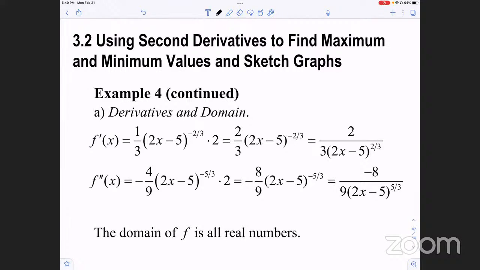Second derivative. So we basically take the derivative of that. Well, we're not going to use the chain rule, I mean, the product rule, but it takes a little bit of effort to get to this, and you get that result.